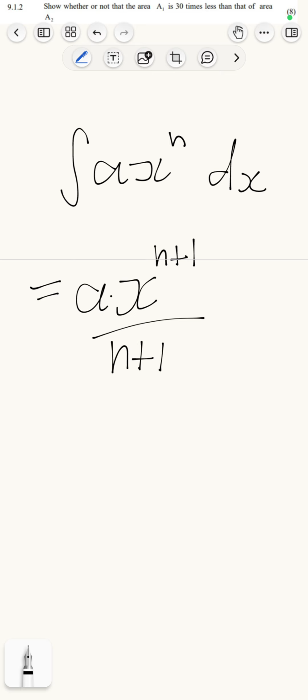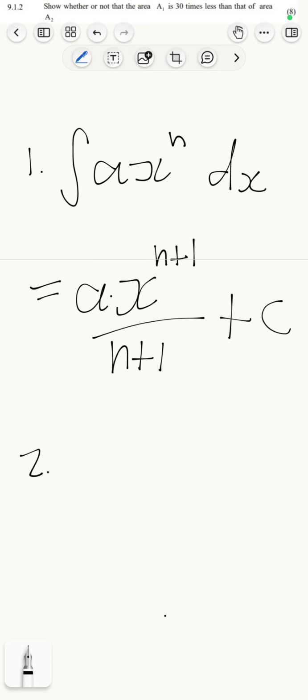So what did we do? We added 1 to the exponent and we divided with the new exponent. Also, don't forget, when you are dealing with indefinite integrals, you will have a plus c at the end. That's one of the rules for integration that you deal with.